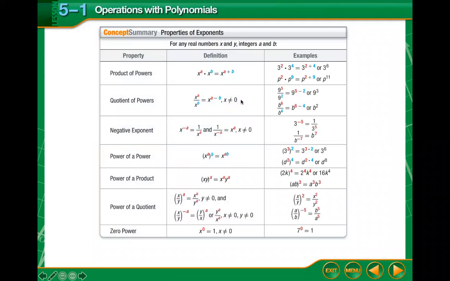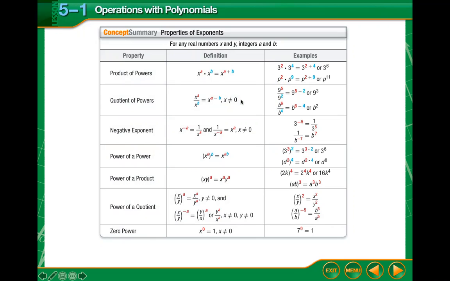We have the negative exponent property. So this will let us get rid of the negative exponent by moving it either to the numerator or denominator, depending on where it's located. We then have a power of a power, which is where we're raising the exponent with another exponent. So we're going to multiply the exponents.